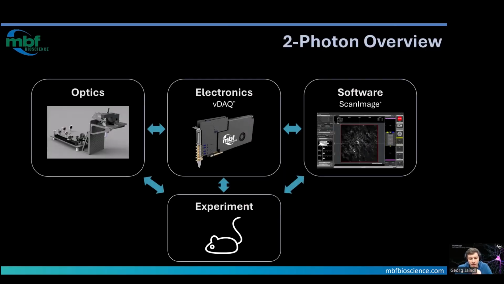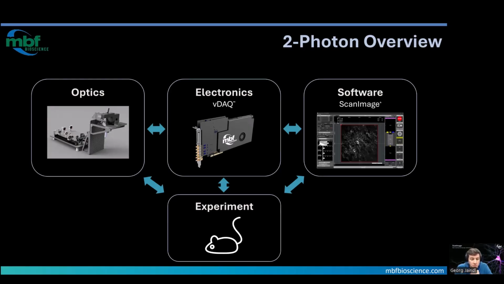So let's start with a brief overview of a two-photon system. A two-photon microscope is a very complex instrument, but I like to think of it in roughly four parts. So there's the optics, which is all your lenses and mirrors and half-wave plates and beam splitters and also all your actuators and motors, basically all the physical components that are on your optical table.